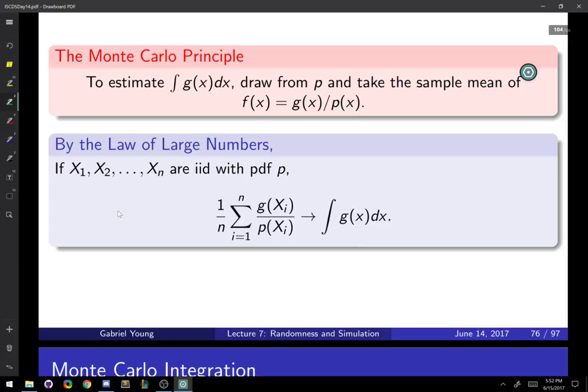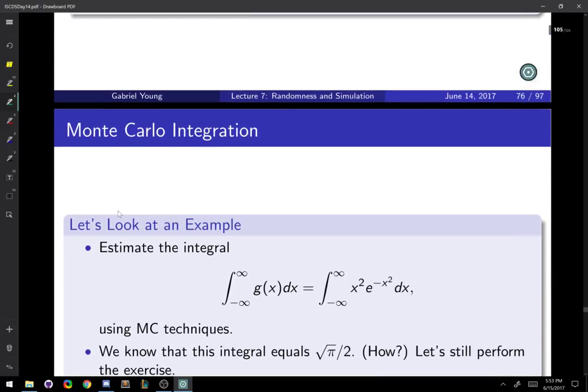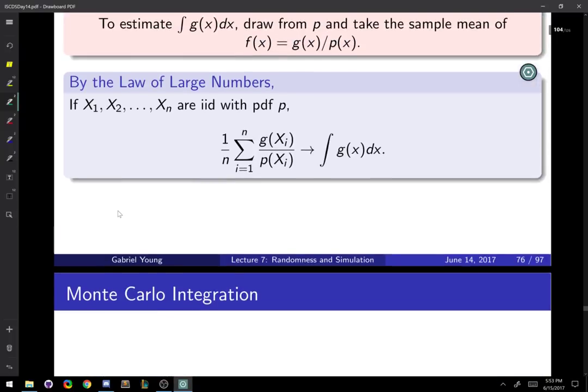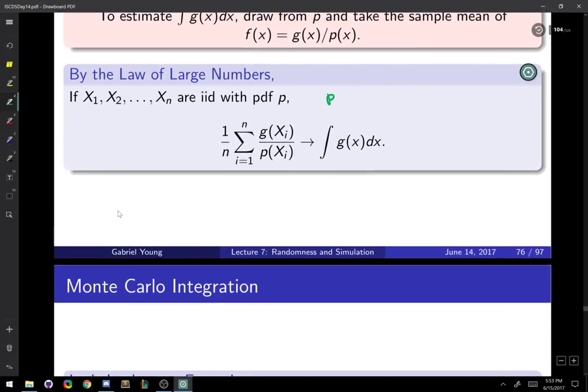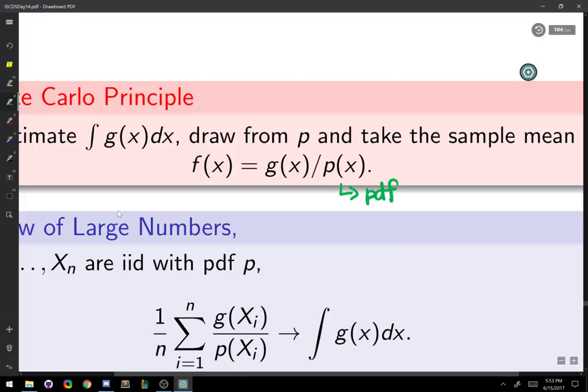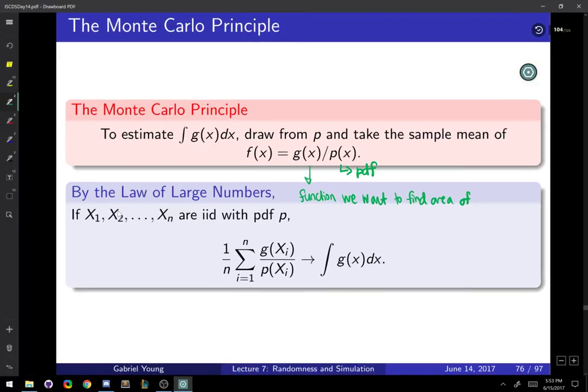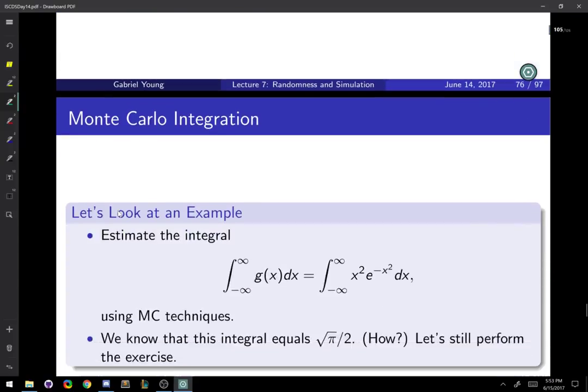What is g of x? g of x is our function that we actually want to integrate. Then you ask, what's p of x? P of x is the PDF, so you have to have a valid PDF. g represents the actual function that we want to find the area of, like back from calculus. But then we're crossing our fingers that g has some form that lets us exploit a common probability distribution. Are g and p related? Well, p just needs to be a valid PDF. Any PDF.